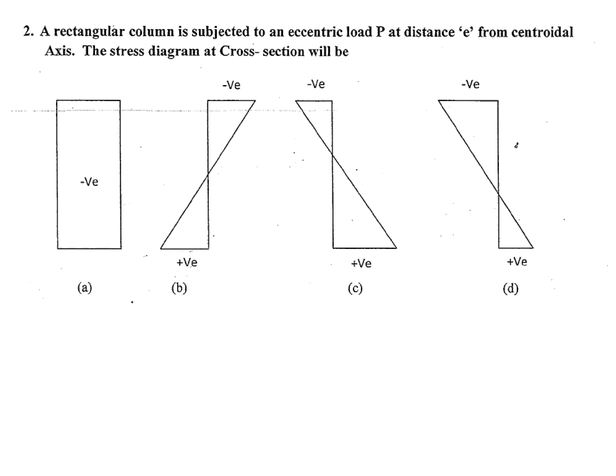A rectangular column is subjected to an eccentric load P at a distance E from the centroidal axis. The stress diagram at the cross section will be how much? So, rectangular column subjected to an eccentric load P, the distance from the middle is E. So how will it come?